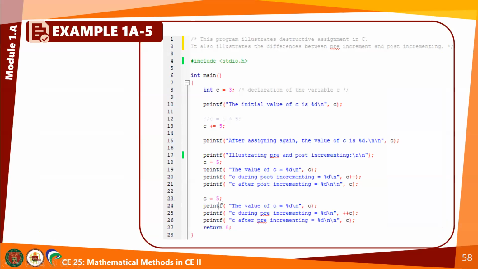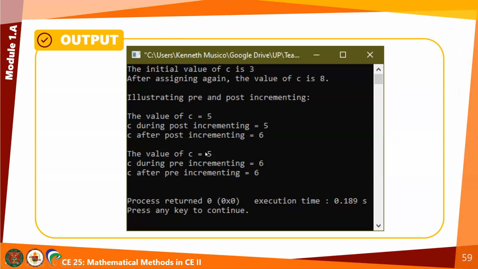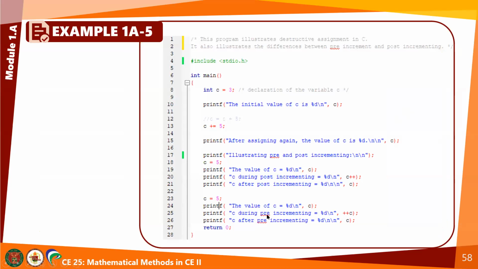Next, C equals 5. Again, na-destroy na yung lahat ng values ng C in the previous lines and make it C equals 5. Printf, the value of C equals %d. Again, this will be 5. C during pre-incrementing. So pre-incrementing, the plus sign will be before the identifier C. Okay? Yun yung difference nila.